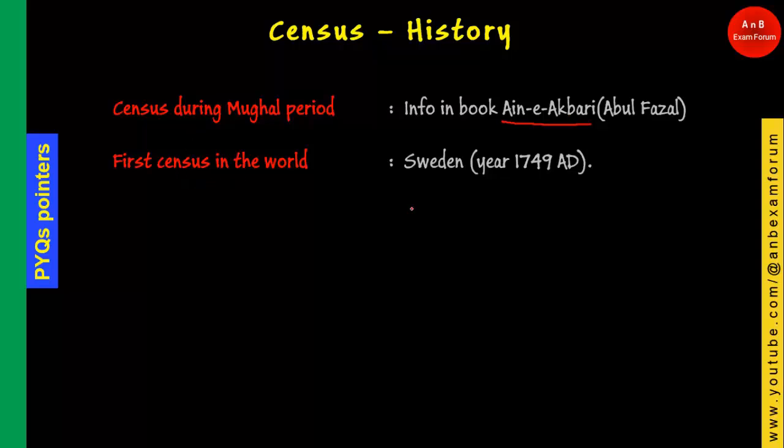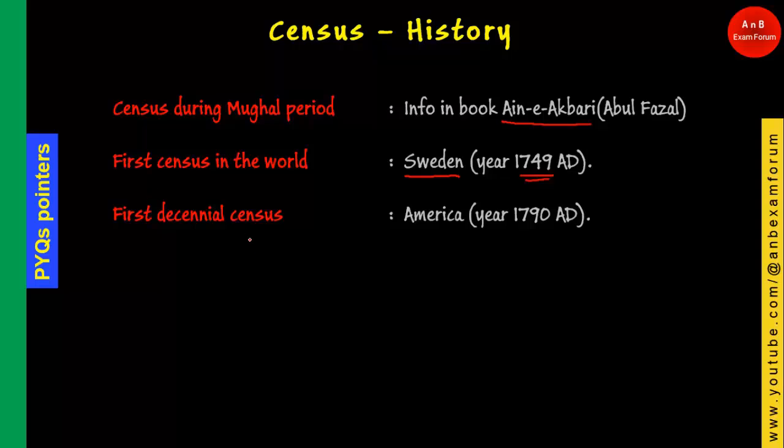The next thing that you should know is the first census in the world. The first census in the world was conducted by the country Sweden, in the year 1749 AD. The next question they can ask you is the first decennial census. Decennial census means which is conducted every 10 years, and for doing that America was the first country, in the year 1790. So the first census in the world was conducted by Sweden, whereas the first decennial census was conducted by America.